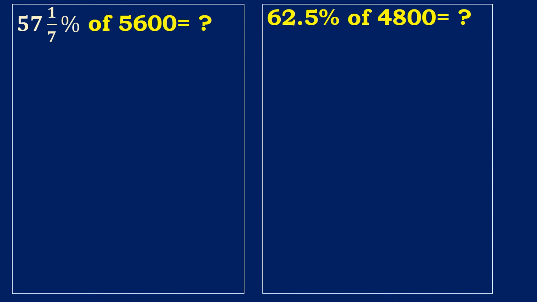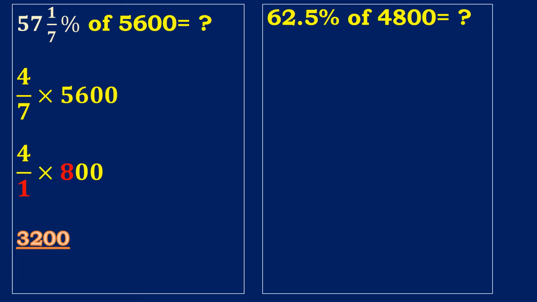Let's look at some examples to understand percentages in terms of comparable fractions concept. Consider the first example. Calculate 57.1 by 7% of 5,600. 57.1 by 7% is 4 divided by 7. So, 4 by 7 into 5,600. 7 goes here 8 times in 56. As a result, 8 into 4 is 32. Hence, the answer will be 3,200.